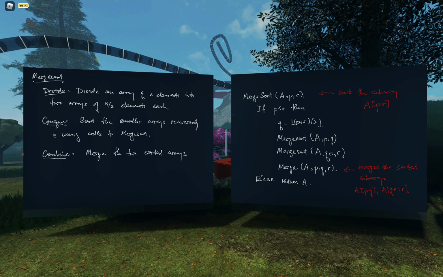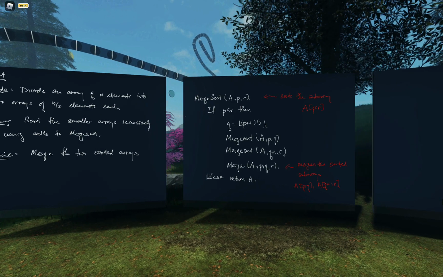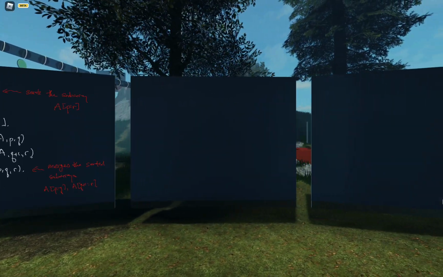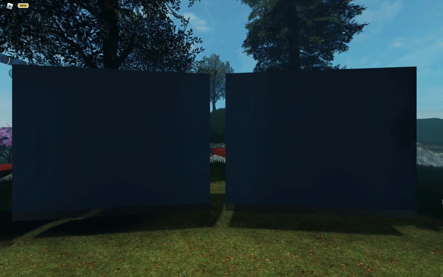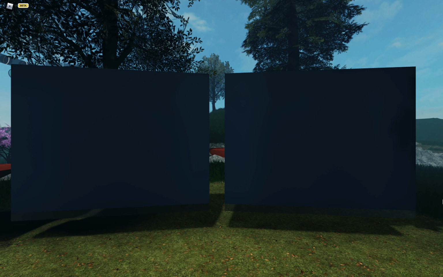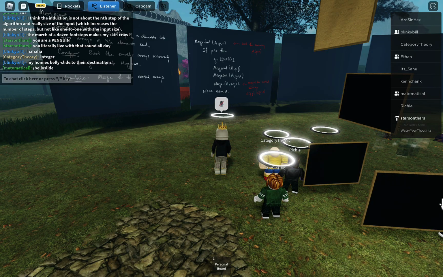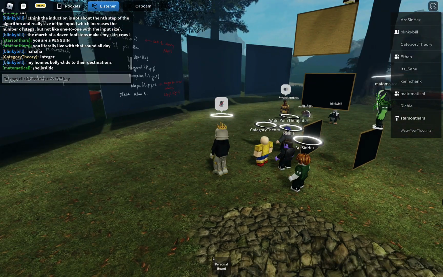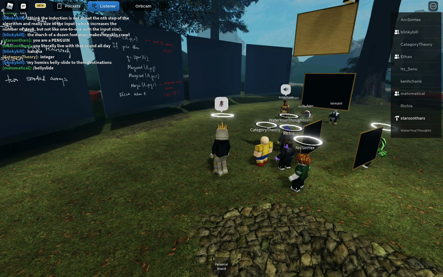Okay, so induction has shown that this is correct. And yes, as Blinky pointed out, this is going to be an induction on the size of the input, not the nth step of the algorithm, because this is really a tree that's executing. Recursion leads to a tree, and so there's no nth step. Well, there is, depending on which way you go, but we're not doing induction on the nth step.